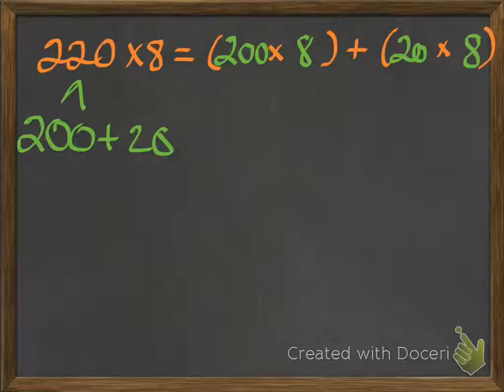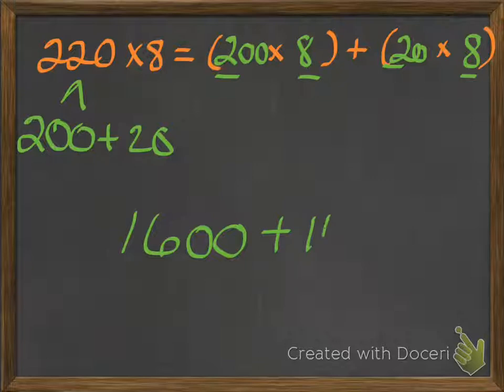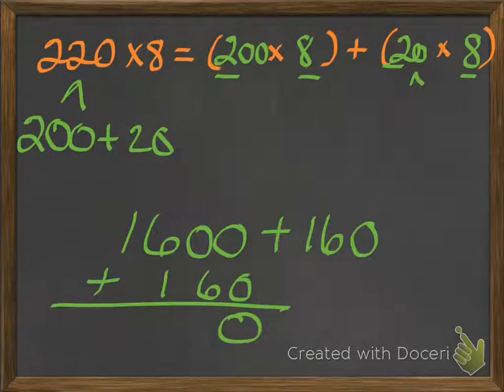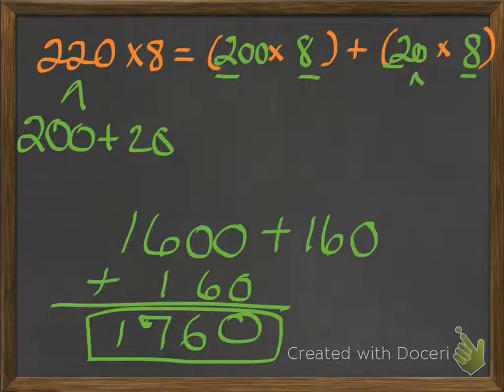Okay, so I've got 200 times 8, multiply the 2 and the 8 to get 16, tack on the zeros. Then I multiply 2 times 8, that's 16, tack on that 0. Now I add them up together. So I'm going to add 160 to 1,600. 0 plus 0 is 0, 0 plus 6 is 6, 6 plus 1 is 7, and then 1 plus nothing is 1, so 1,760.